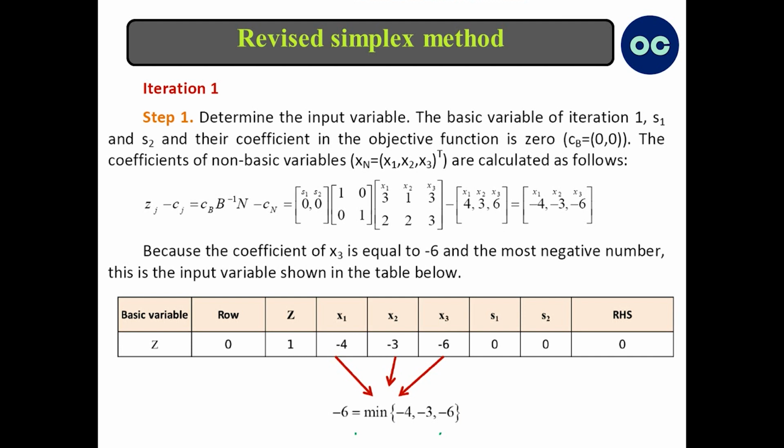Determine the input variable. S1 and S2 are the basic variables in this iteration, with a coefficient of 0 in the objective function. C sub B is 0 and 0. We need to calculate the coefficients of the non-basic variables x1, x2, and x3 as follows. So these are the coefficients of the non-basic variables: -4, -3, and -6. Because the coefficient of x3 is -6, which is the most negative value, x3 is chosen as the input variable, as shown in the table below. So we have the three values, and the -6, which belongs to x3, is chosen as the entering variable.